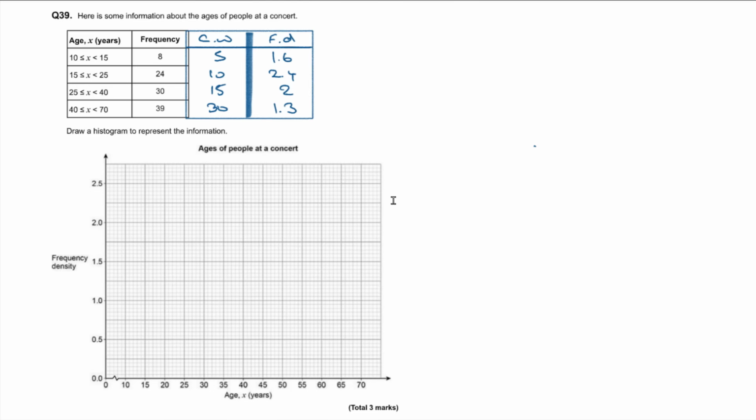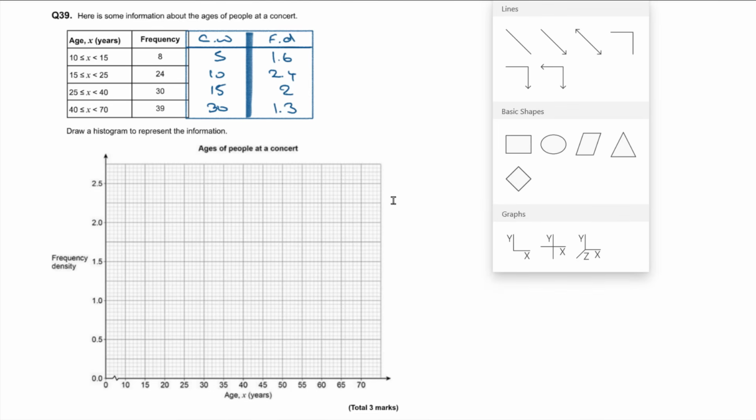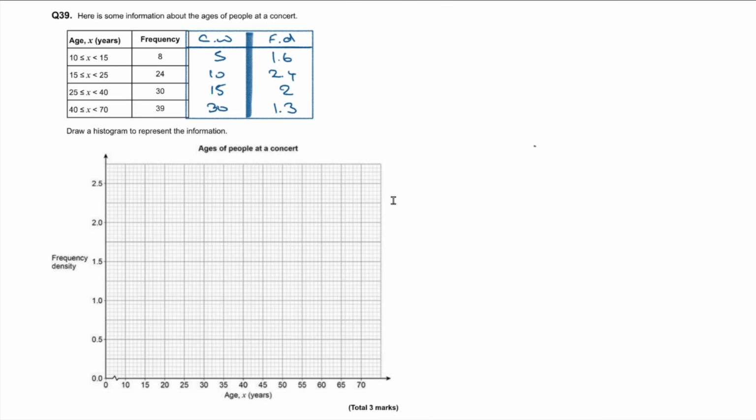Can go ahead and start drawing them now, or cheating and getting the computer to draw nice boxes for me. Right, so the first box goes from 10 to 15 and has a height of 1.6. So 10 to 15, height of 1.6. This computer is so bad at drawing these boxes. I think I've got that scale wrong.